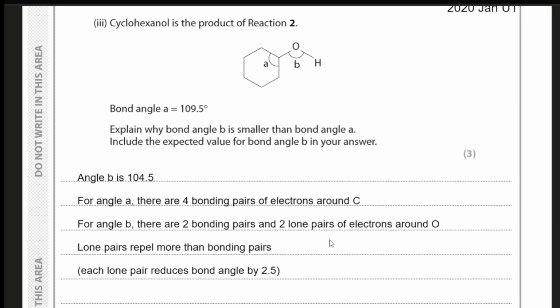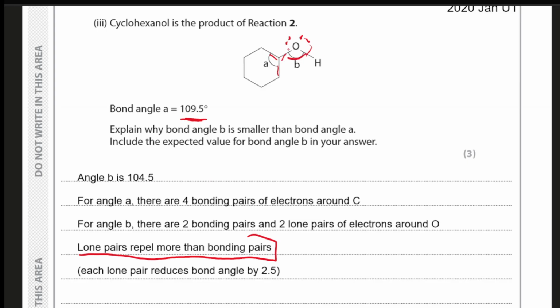Again, if you check out this one, cyclohexanol is the product of reaction 2. Bond angle A is 109.5 degrees, and they asked you why the bond angles differ. If you check out A and B, in the case of B there is an oxygen atom, which means there are two lone pairs. In the case of A, there are four bond pairs and no lone pairs. We know that lone pairs repel more than bonding pairs, so due to the presence of two lone pairs around the oxygen atom, the repulsion becomes greater, and as a result the bond angle tends to decrease.